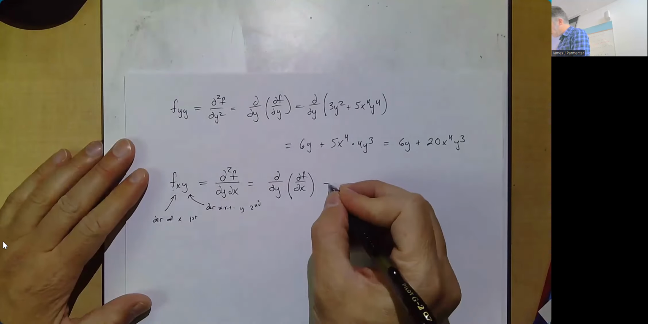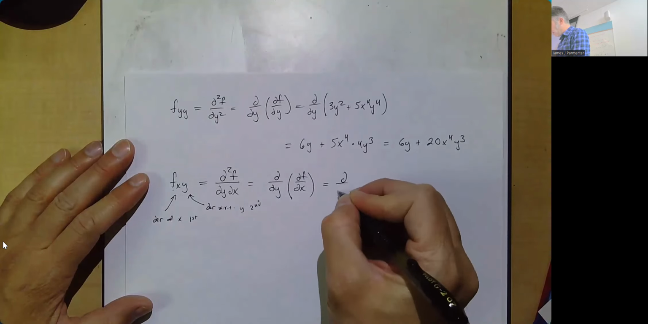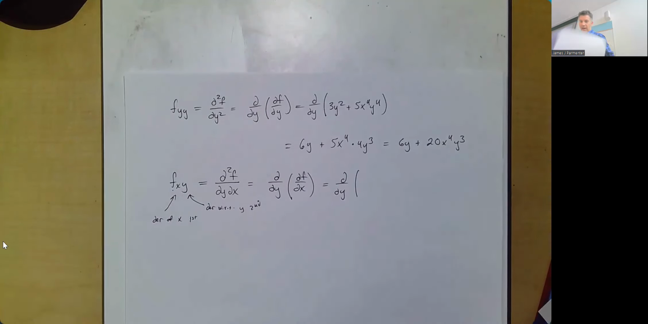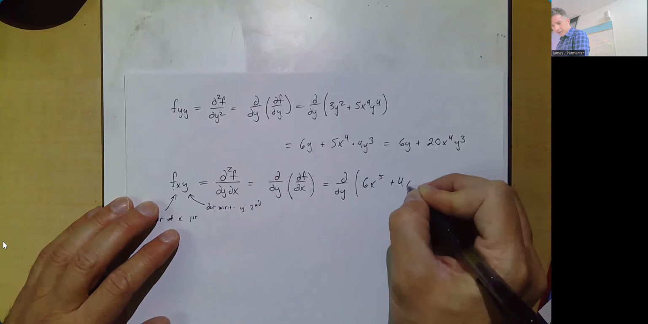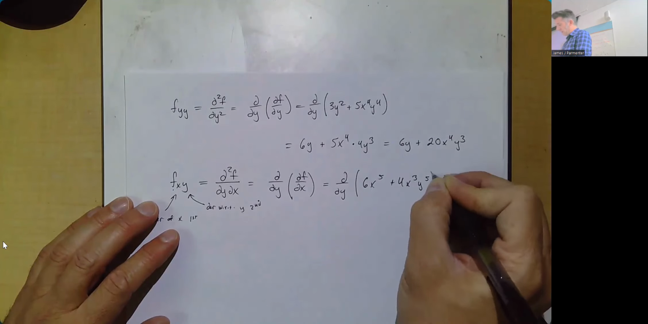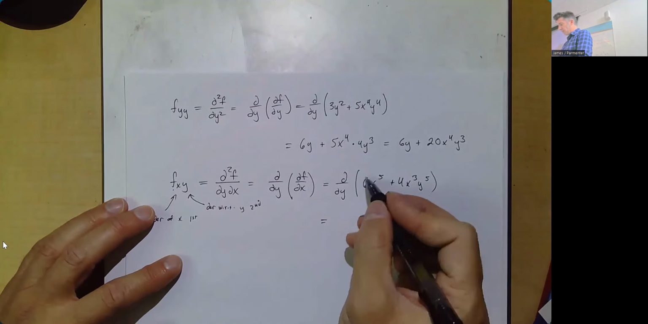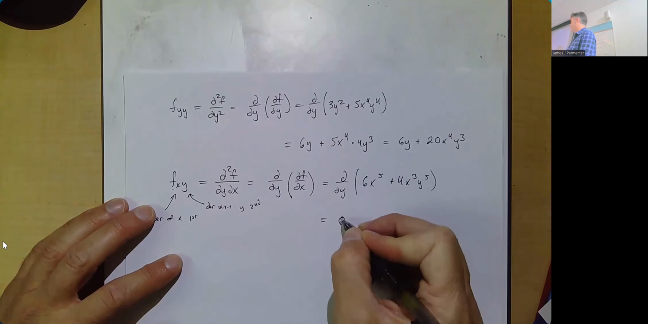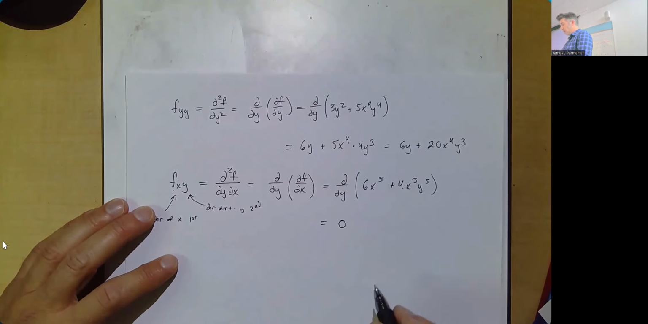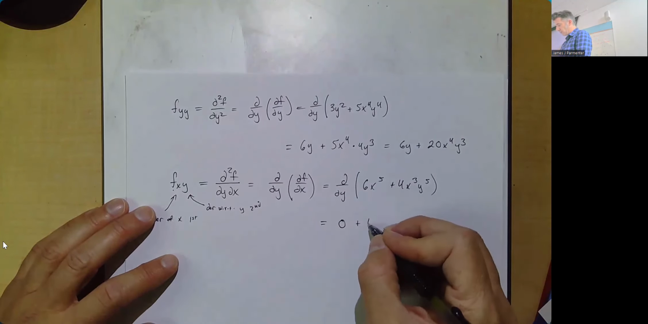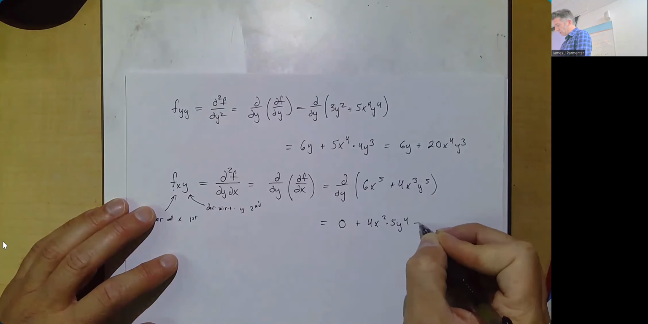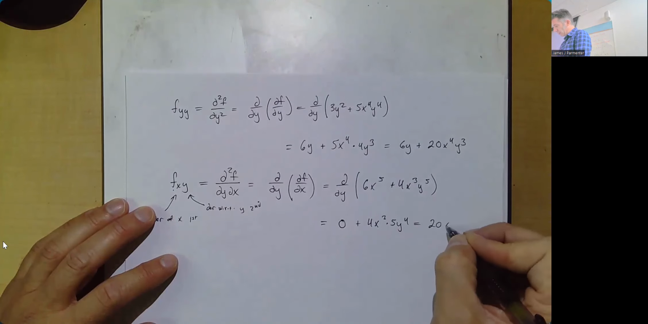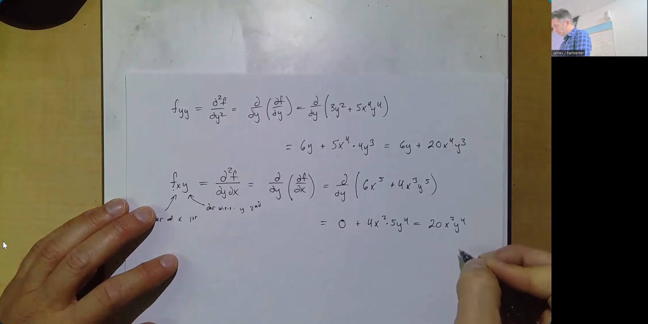I have good news. So this is going to be the derivative with respect to y of my derivative with respect to x, which was 6x to the fifth plus 4x cubed y to the fifth. If we do that, the derivative of 6x to the fifth is going to be 0. There aren't any y's there. The derivative of 4x cubed y to the fifth is going to be 4x cubed times 5y to the fourth, which is 20x cubed y to the fourth.